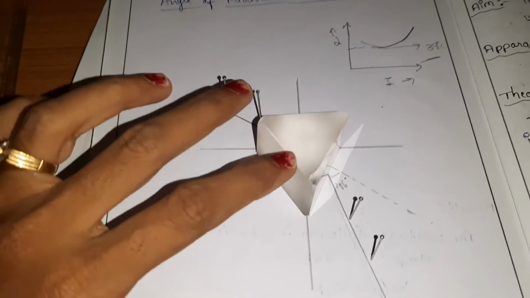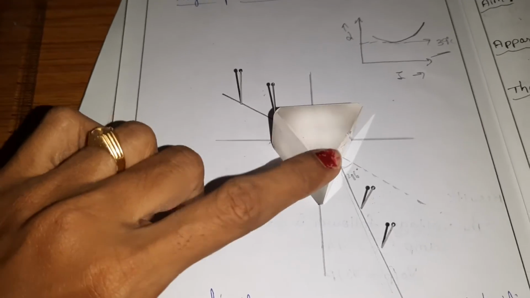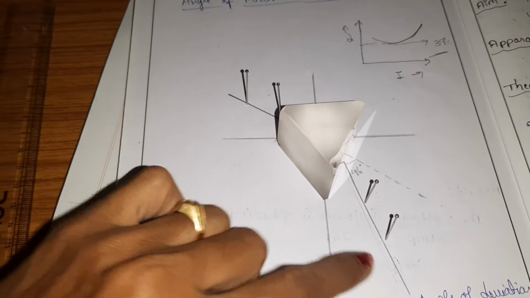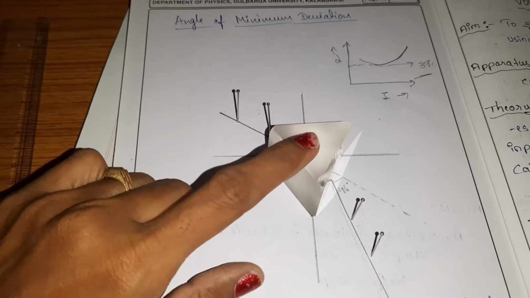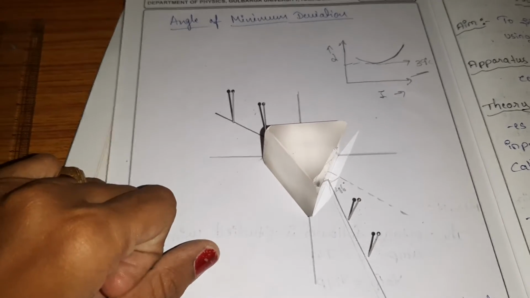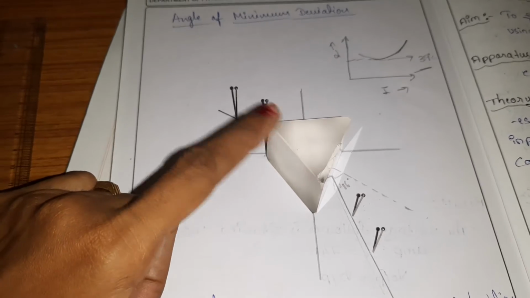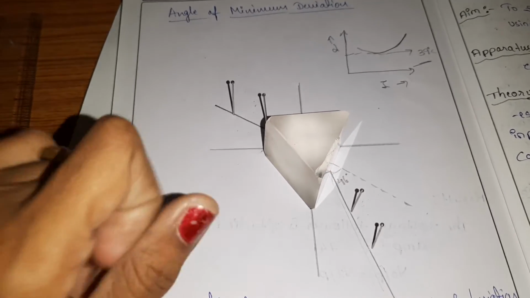So first, whenever light falls on this prism, the deviation or dispersion of light will take place. We can understand this angle of minimum deviation with the help of the angle at which it is going to deviate for the incident light. That we can understand using this experiment.